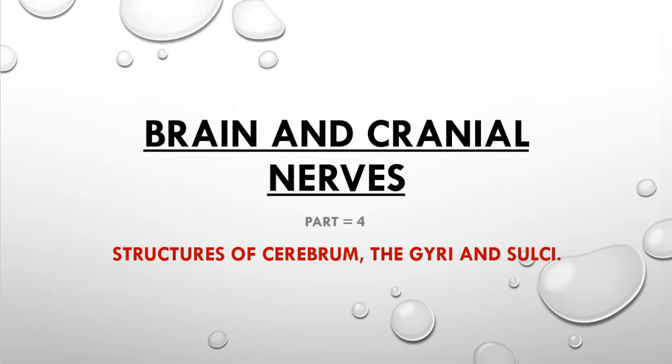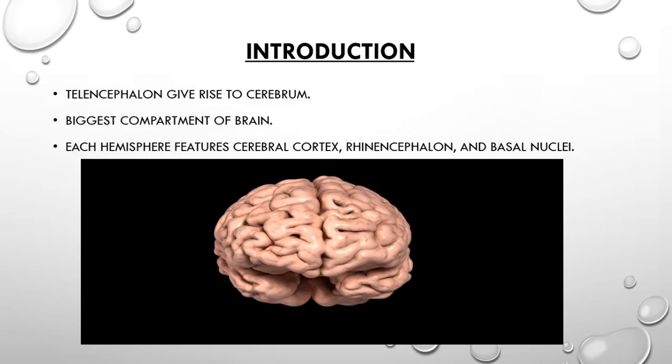Friends, here I take a new topic, part 4 of brain and cranial nerves: the structures of cerebrum, the gyri and sulci. The telencephalon is the biggest compartment of the brain and it gives rise to the cerebrum.